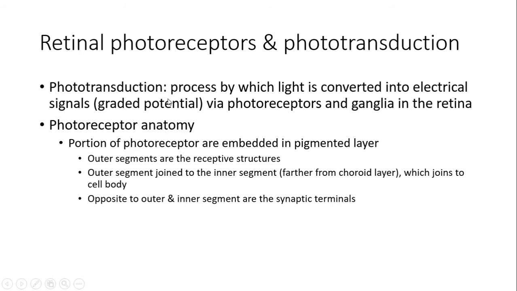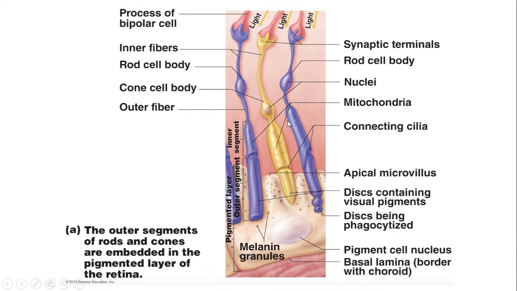And keep in mind the photoreceptors themselves and also the bipolar cells only do graded potentials. The ganglion cells are the only ones that do the action potentials, okay? When looking at the photoreceptors themselves, a portion of the photoreceptors are embedded into the pigmented layer. So if we look right here, this qualifies as a photoreceptor, and also this one right here. These are just the rods and the cones.